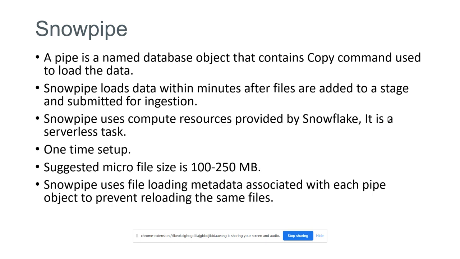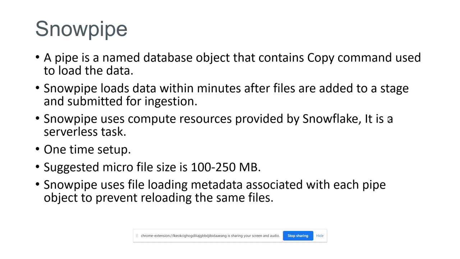Okay, Snowpipe uses file loading metadata associated with each pipe object to prevent reloading the same files. Suppose the source team has copied one file to the S3 bucket, and within a minute the file was loaded to the Snowflake table. After 5 minutes or 10 minutes, the source team sends another file. So now there will be two files in the S3 bucket. So next time whenever Snowpipe runs, will it copy both files into the table?